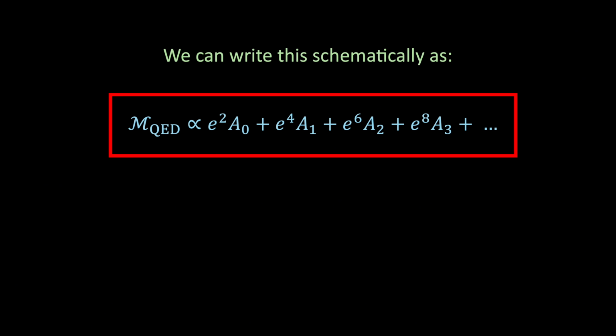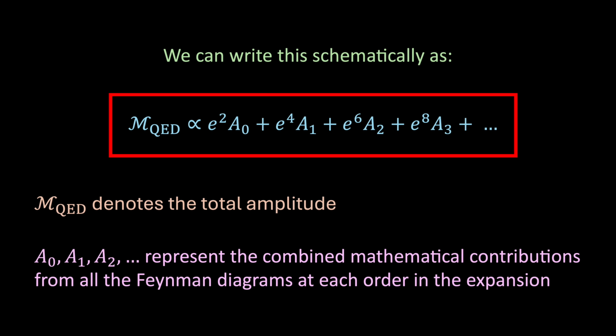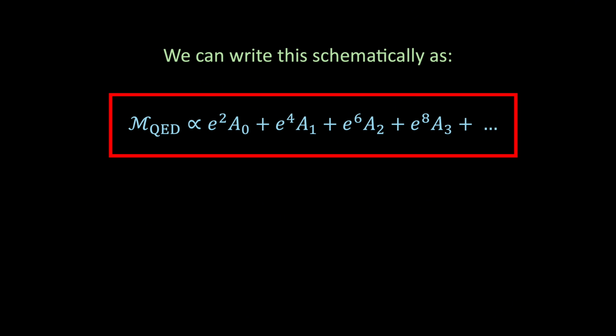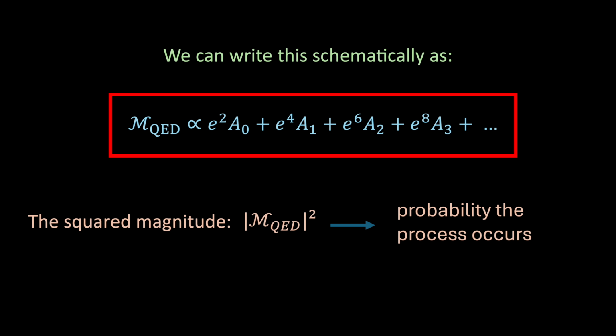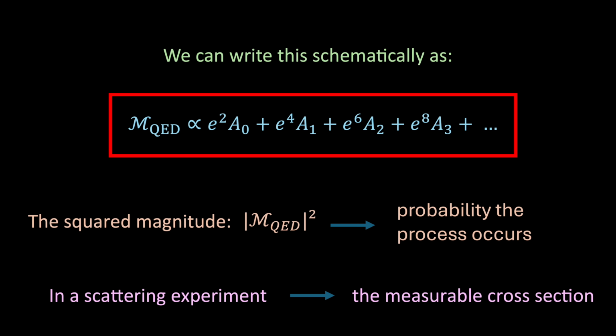We can write this schematically in the following form, where M_QED denotes the total amplitude, and the terms A0, A1, A2, and so on represent the combined mathematical contributions from all the Feynman diagrams at each corresponding order in the expansion. The squared magnitude then determines the probability that the process occurs, and in a scattering experiment corresponds directly to the measurable cross-section, or to the decay rate for decay processes.